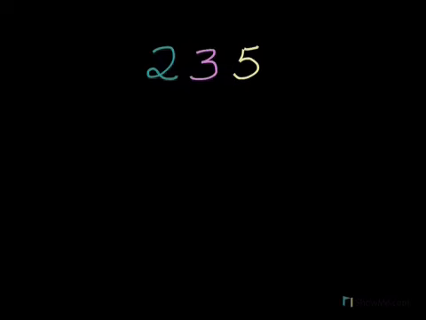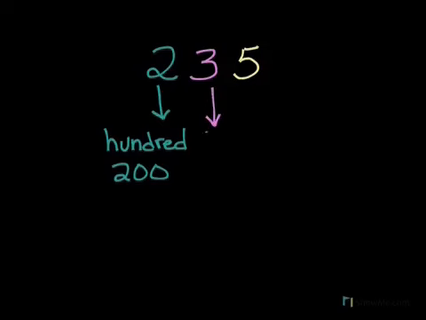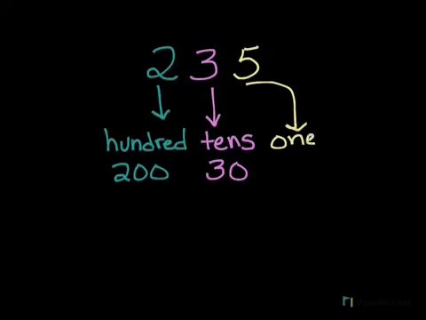Let's take a look at the whole number 235. We know the 2 is in the hundreds place. We know the value of that digit is 200. We know the 3 is in the tens place. The value of that digit is 30. And we also know the 5 is in the ones digit. The value of the 5 would then be just 5.